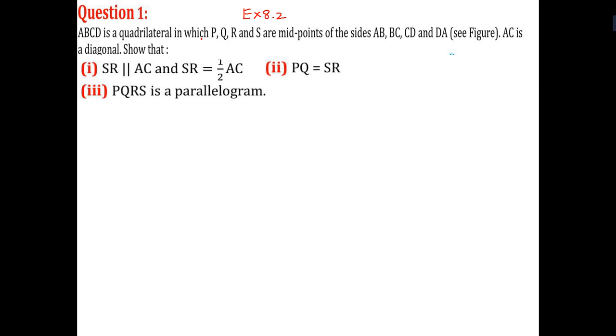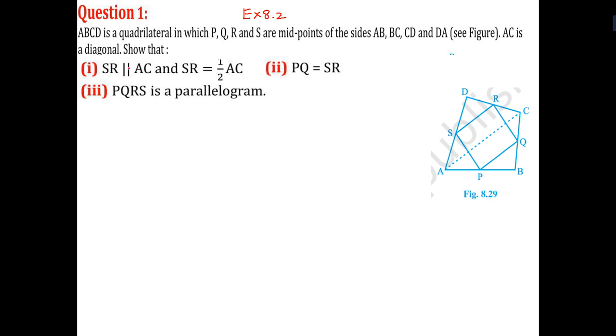ABCD is a quadrilateral in which P, Q, R, S are the midpoints of sides AB, BC, CD and DA. Here is the question, you see the figure. AC is a diagonal. So first we have to see the figure. So ABCD is one of the quadrilaterals. We show that SR is parallel to AC. So SR parallel to AC, that we have to prove. SR is equal to, so by the midpoint theorem, if we prove that, then it is possible. And PQ is equal to SR. So we can say it is a parallelogram.